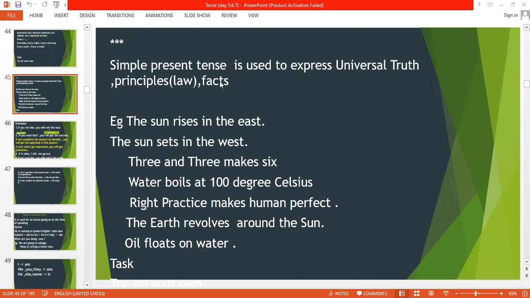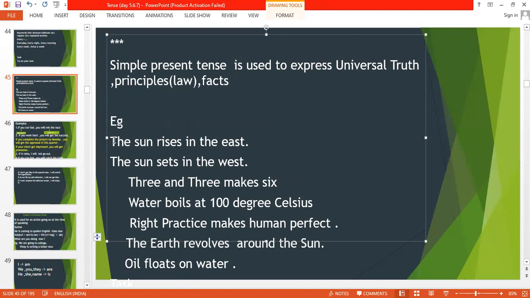So what do you understand by universal truth? Universal truth means which is accepted throughout the world. For example, the sun rises in the east. As we have discussed in our previous example, whenever we use a name, and sun is a name, with that we have to add either s or es. So as it is a name, with this we have to add s.